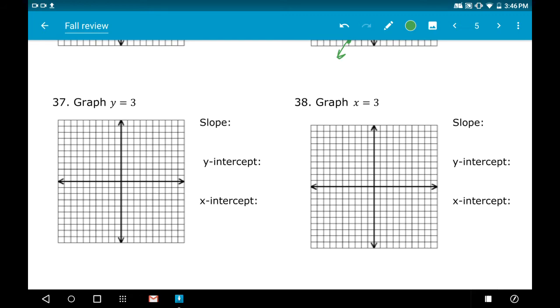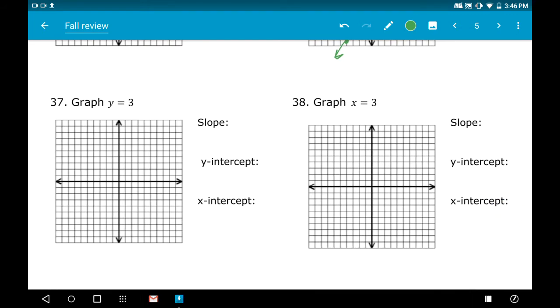Now on to 37 and 38. So these are ones that are a little special. So if we have y equals 3, there is no slope here. So this is the same thing as y equals 0x plus 3, which means we have a slope of 0. So slope is 0, and 0 slope was a horizontal line.